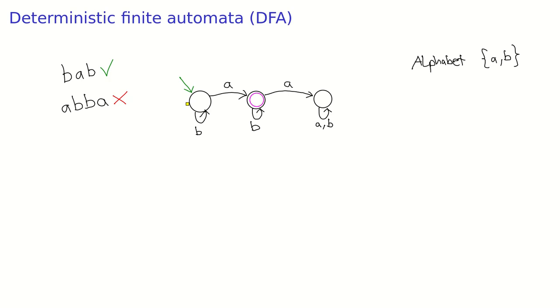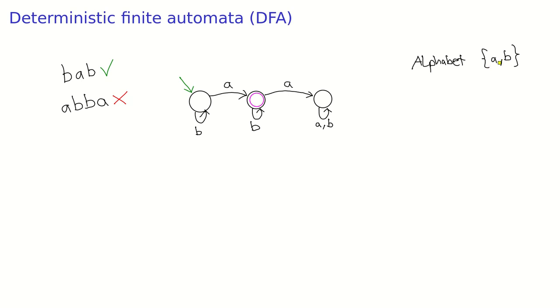Whatever the word is, it's always determined how we will go and in which state we will end up when we have finished the word. That's why it's called deterministic, because it's all already determined. Okay, now we know into this DFA we can put any word that consists of the letters A and B.